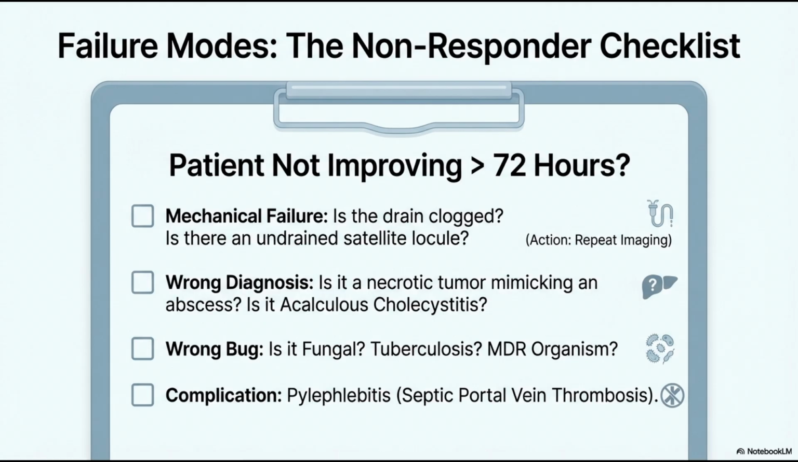Is it clogged? Has the pigtail catheter migrated out of the collection? Did you miss a second abscess next to the first one, that cluster sign? So you have to reevaluate. You have to flush the drain. Image the drain. Make sure it's actually doing its job.